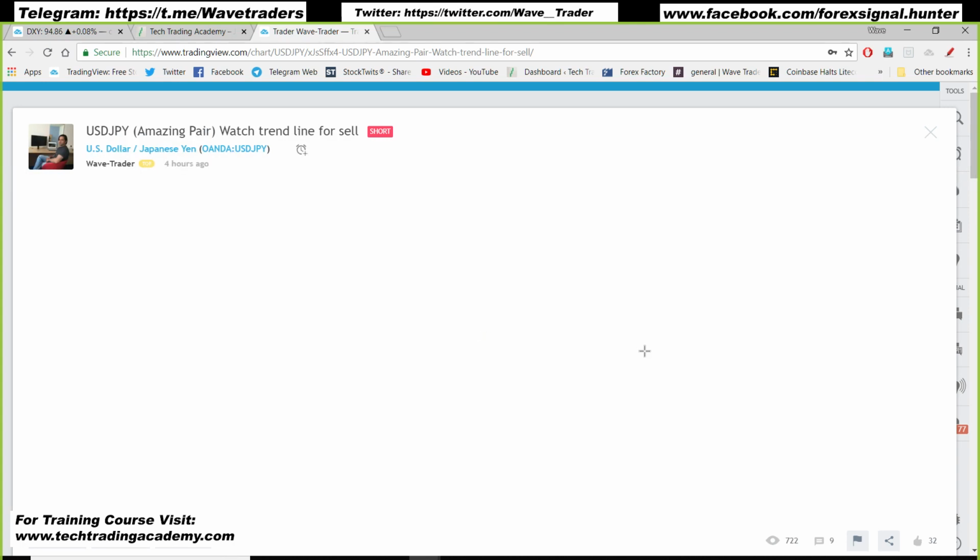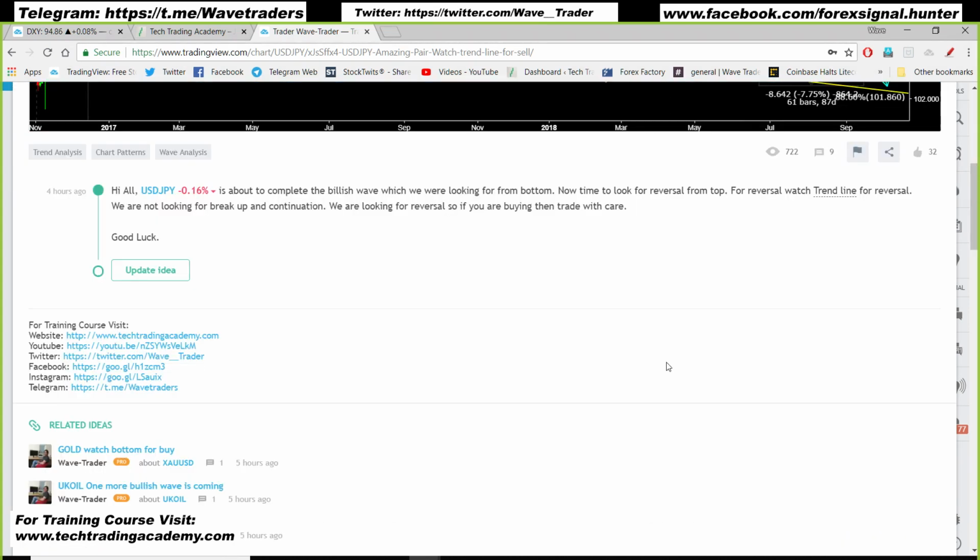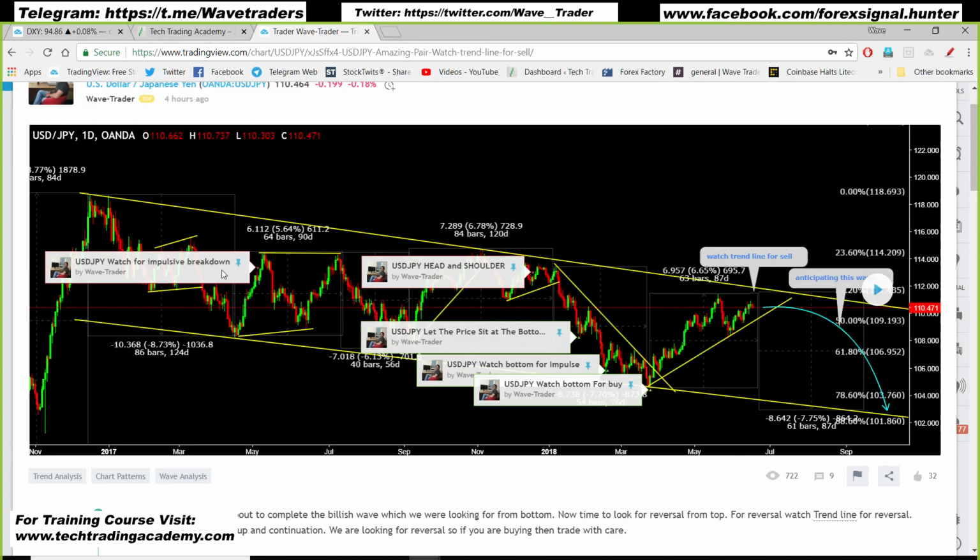Dollar yen, the previous setups were there. You guys know that we were looking for a sell at this area. We were looking for a sell from that top and looking to let the price sit at the bottom. When price sits at the bottom, we were looking for a buy. That wave completed over there. So we were looking for that bearish wave, then we were looking to buy that wave.